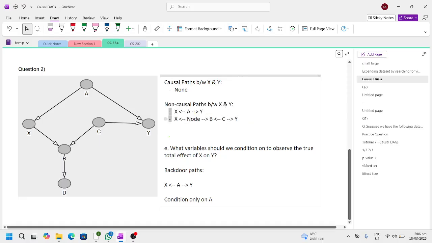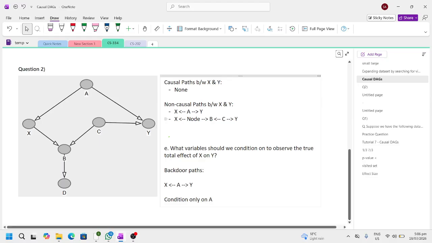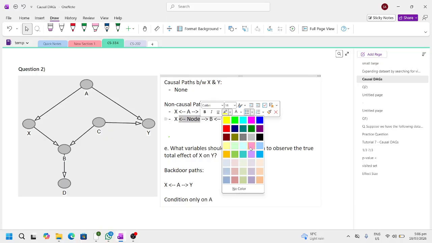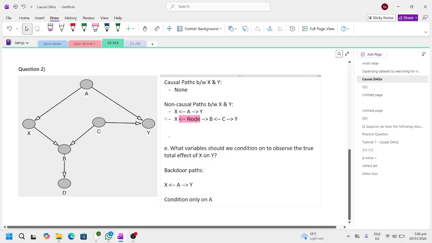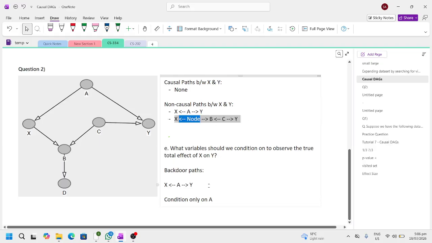Then would we need to condition on anything in this path? Can you please repeat that part? Yeah, I'm saying suppose this path also had this thing in it, just for the sake of an example. So now this has become a backdoor path, right? Yes, sorry, I meant to just copy it.